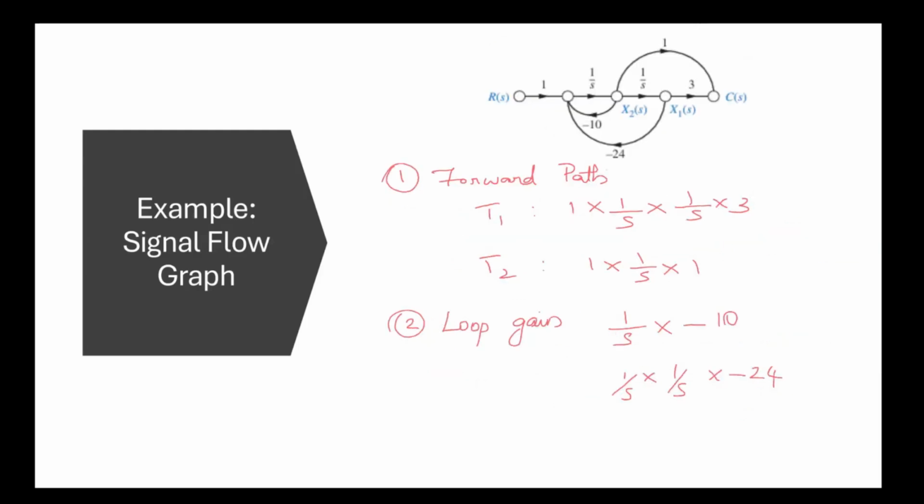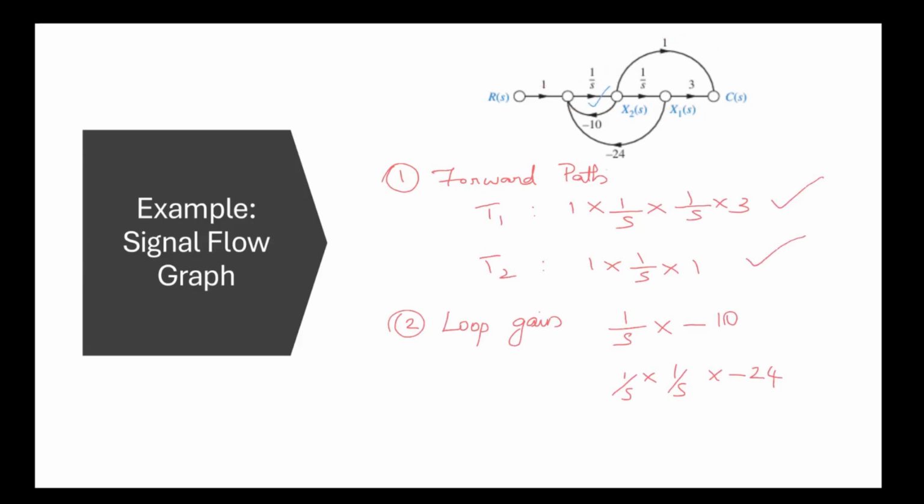We will consider another example. In this example, we have two forward paths. The first path from the input to the output is this one, and the gain of that forward path is 1 multiplied by 1 by s multiplied by 1 by s multiplied by 3. The next forward path is this one, and the gain is 1 multiplied by 1 by s multiplied by 1. So there are two forward paths here, and there are two loops here.